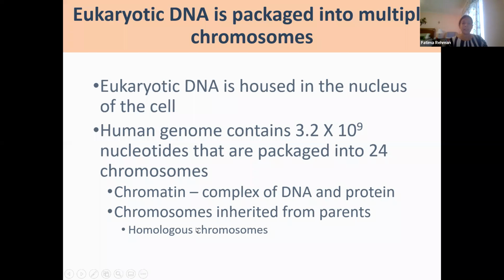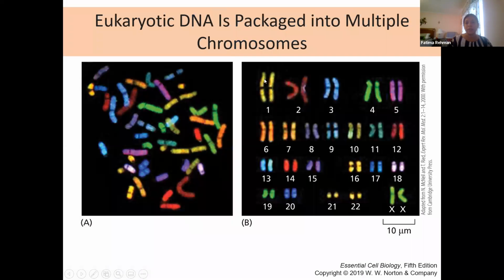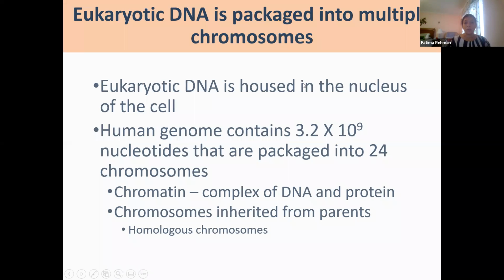The chromosomes that you have from your two parents are called homologous chromosomes. So in this picture, these two would be called homologous chromosomes, one from each of your parents. These two are homologous chromosomes within each set.